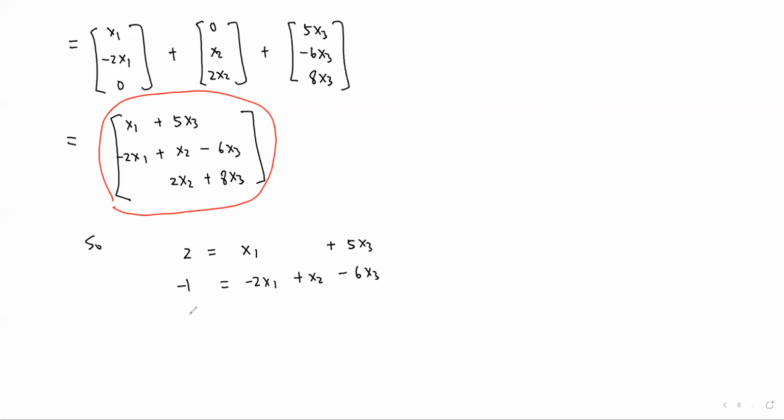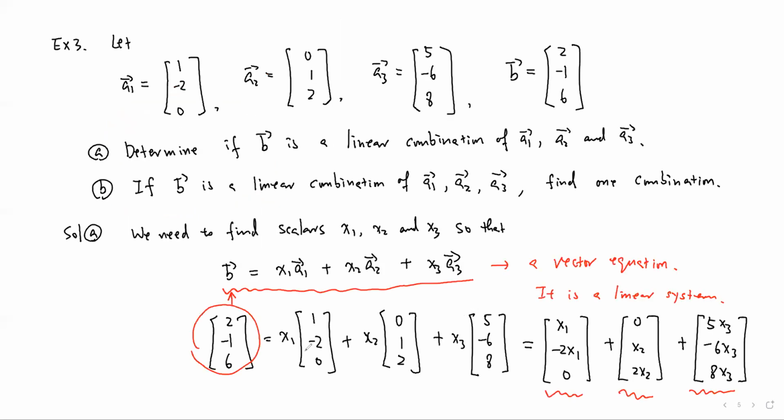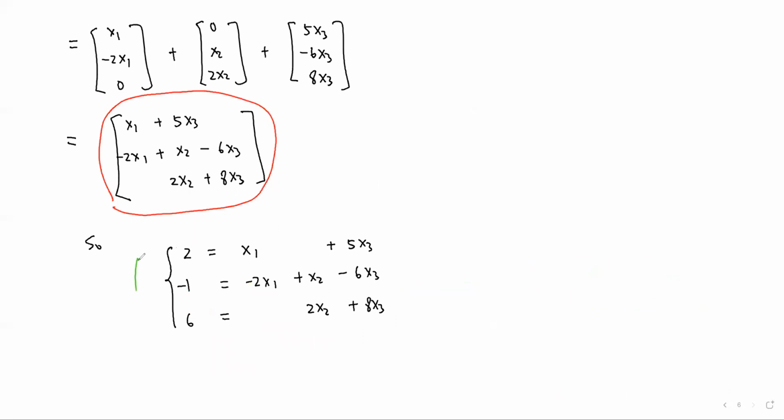Then the third entry of B, 6, equals 0 x1 plus 2 x2 plus 8x3. This is a system of linear equations. So that's why I say that a vector equation is a linear system. Now, how to determine x1, x2, x3 so that this vector equation is true? Solve this linear system.